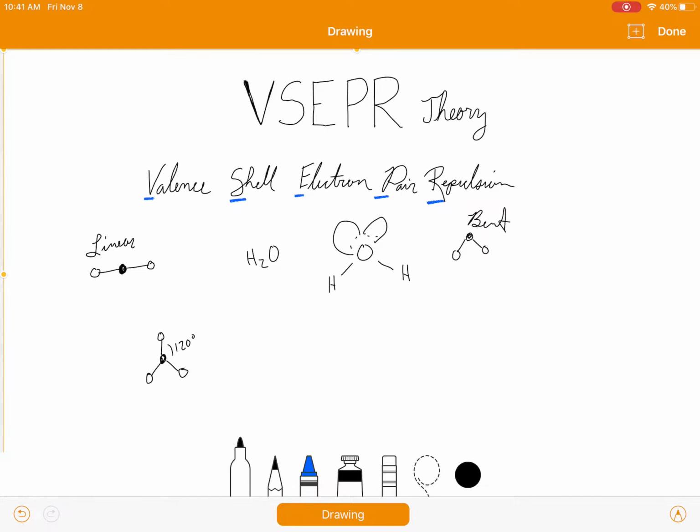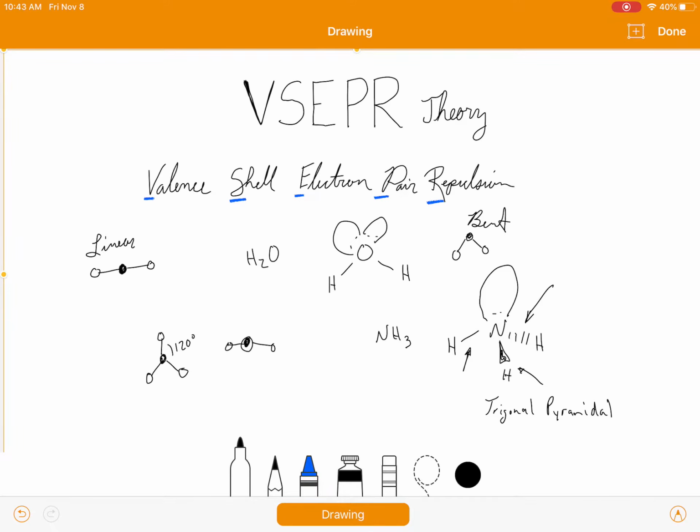Trigonal pyramidal. And then this one right here would be your trigonal planar. If this one had angles of 120 degrees, that means the trigonal pyramidal has to be less than 120. Typically, it's somewhere around 109.5, but it's going to be less than 120 because it's pushing down. So we talked about linear, trigonal planar, bent, pyramidal.